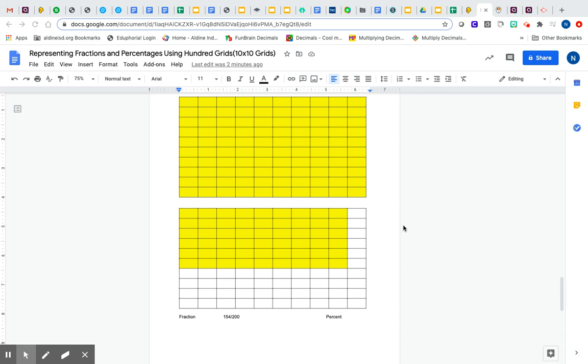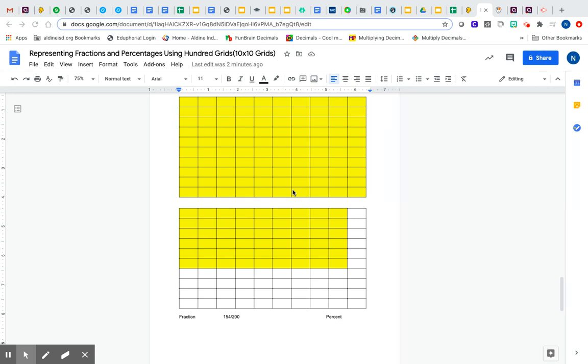All right, you guys, this is part two of representing our benchmark fractions and percentages using hundreds grids, which is also known as your 10 by 10 grids. So we need to make sure we pay attention to this model, especially because you guys will see this more often than anything. All right, so this illustration, you have two 100s grids. And they go together. They go side by side.